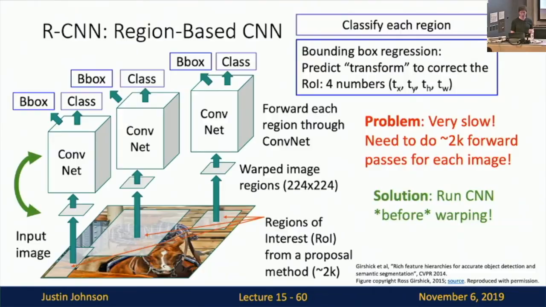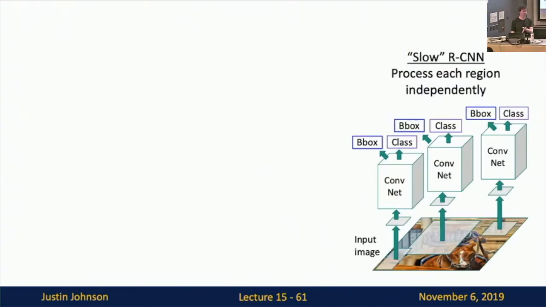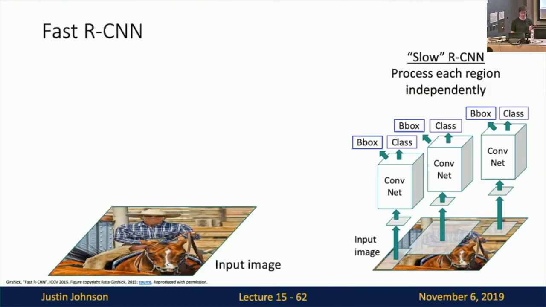So how does that work? Well, if we take this RCNN method, nowadays people call it slow RCNN just because it's so slow. And the alternative method is of course fast RCNN. Fast RCNN is basically going to be the same as slow RCNN, except we're going to swap the order of convolution and region warping.